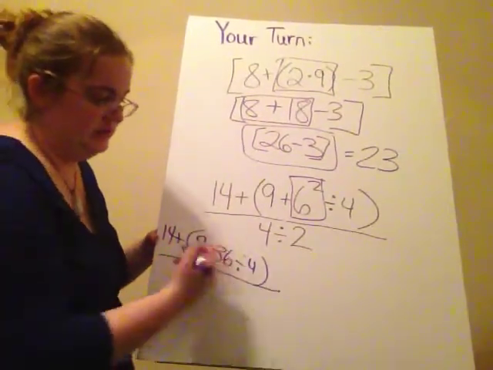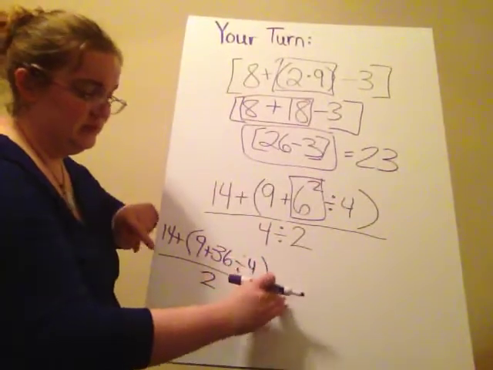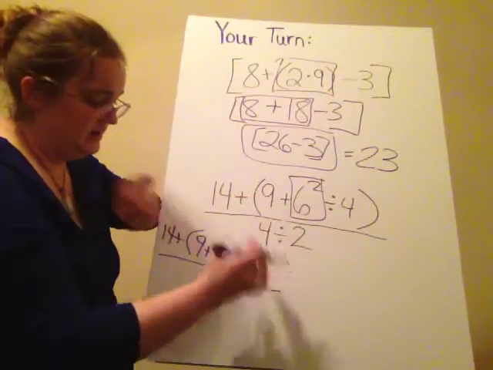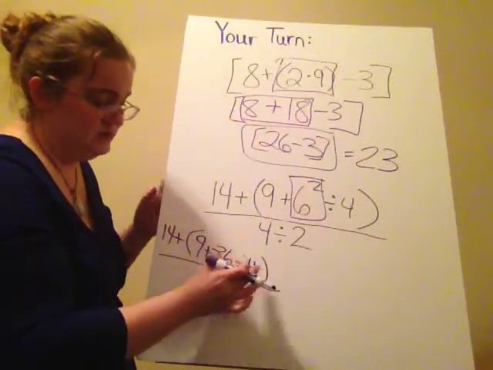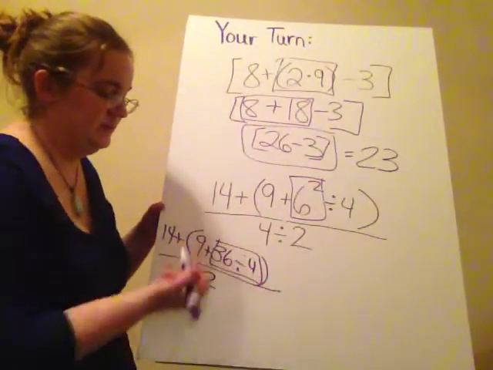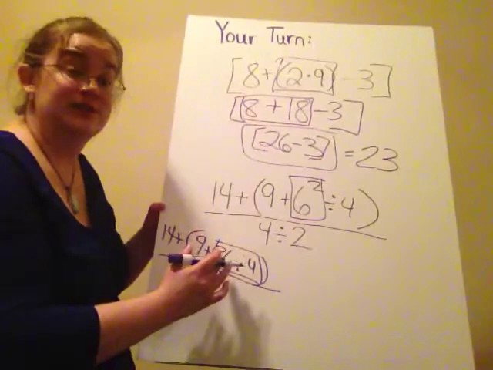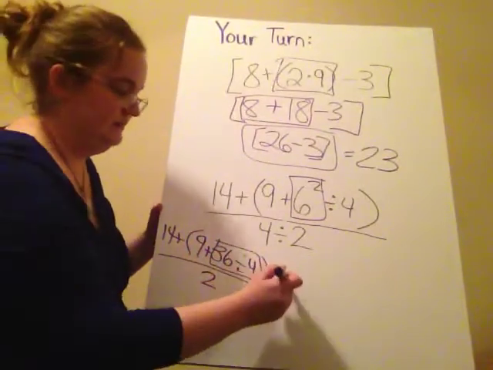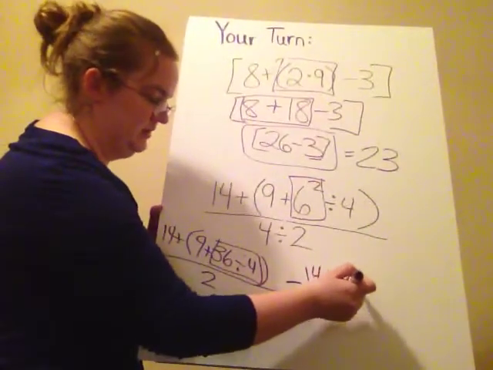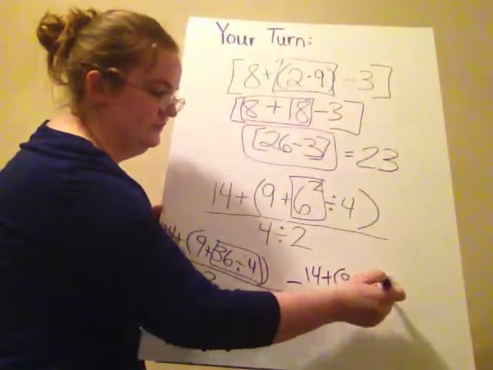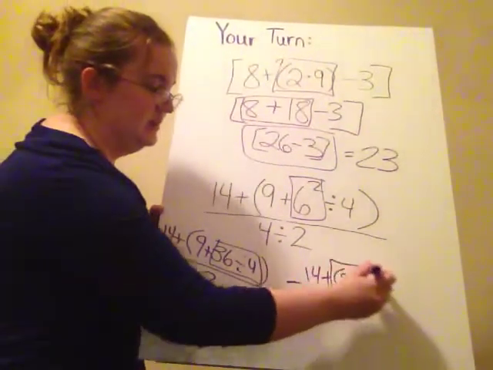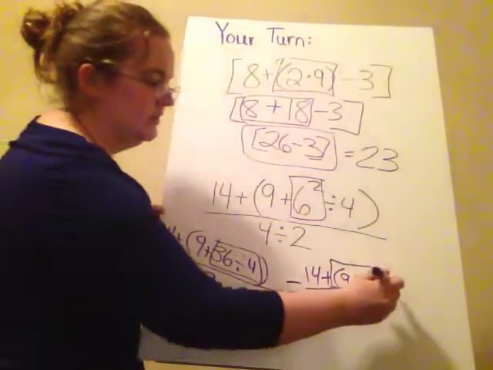Alright, now within this, the fraction bar is a grouping symbol. I've got the grouping symbols in the numerator. I got to take care of that. Within that, I've got to do division before I do addition, because it's first in the order of operations before addition. All right, so 36 divided by 4 is 9. So that would be 14 plus 9 plus 9 divided by 2. All right, 9 plus 9 is what I'm going to deal with next, because it's still in the grouping symbols. So that would be 18.